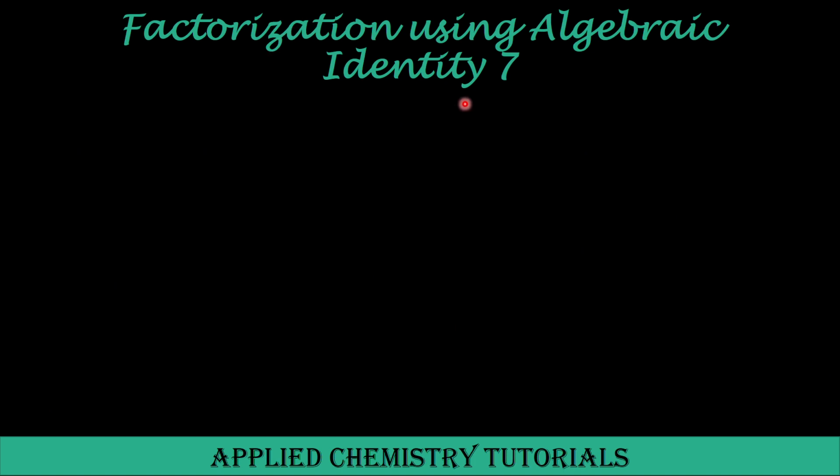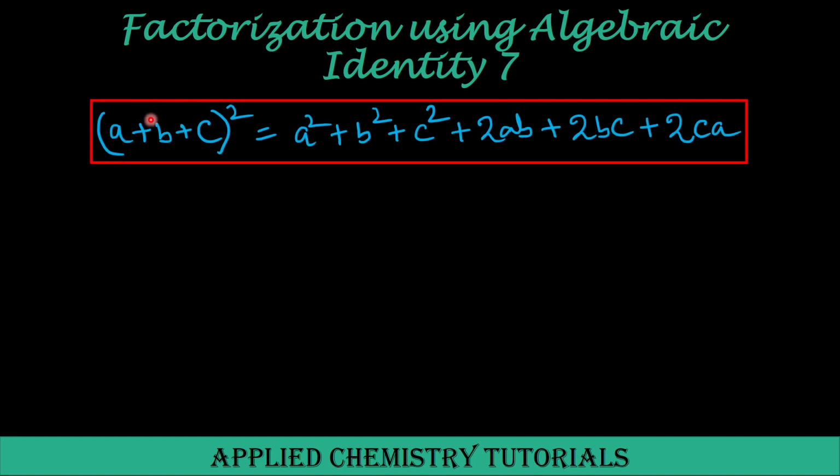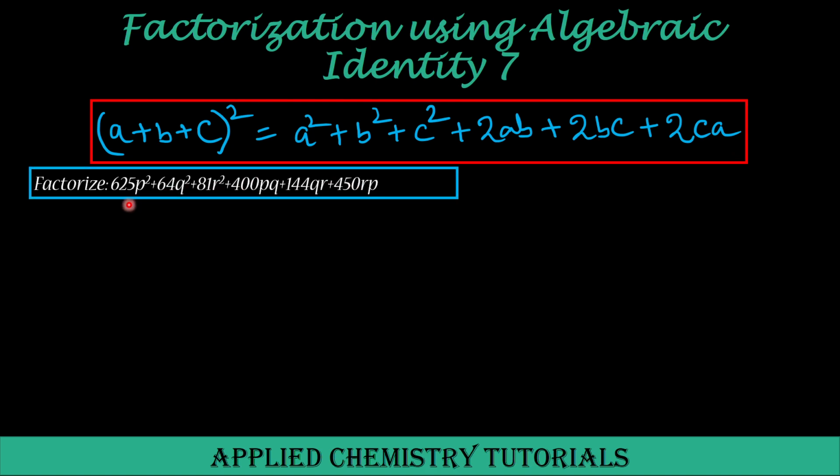Now coming to identity 7, which is (a plus b plus c) whole square equals a square plus b square plus c square plus 2ab plus 2bc plus 2ca. So let us take an example of how to utilize this identity to factorize an algebraic expression. Factorize 625p square plus 64q square plus 81r square plus 400pq plus 144qr plus 450rp.